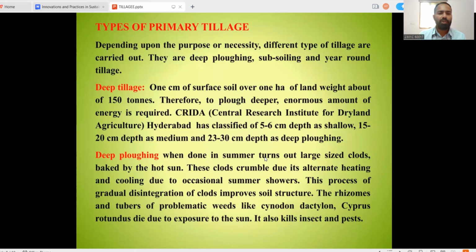The rhizomes and tubers of problematic weeds like Cynodon and Cyperus rotundus die due to exposure to the sun. It also kills harmful insects and pests. So, what are the benefits of deep plowing here?